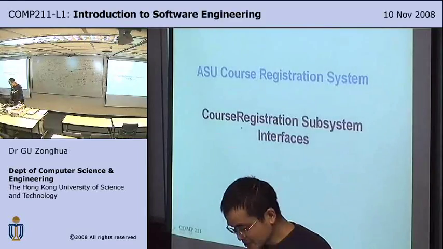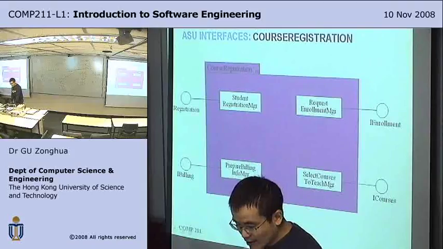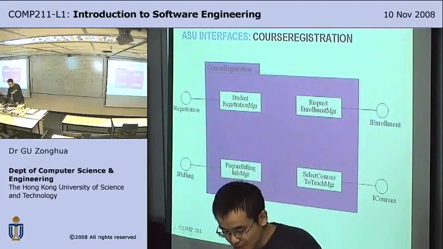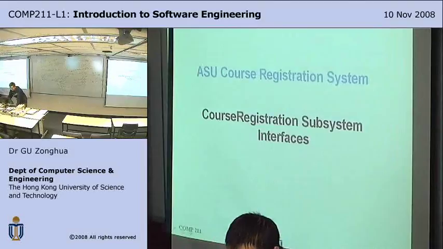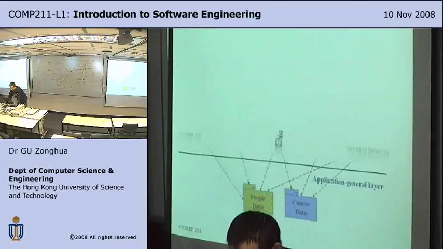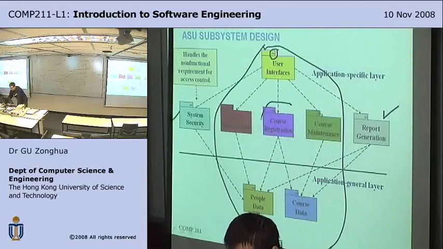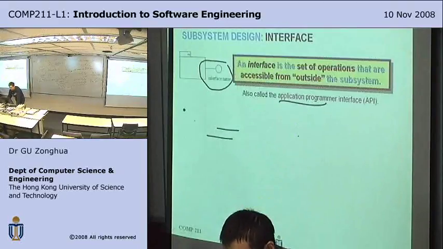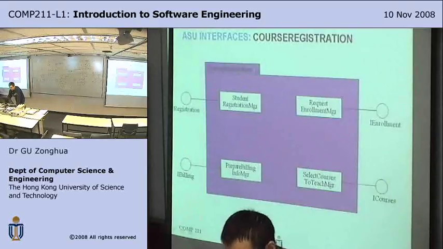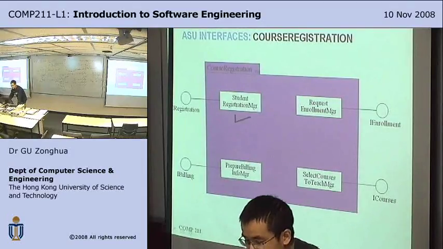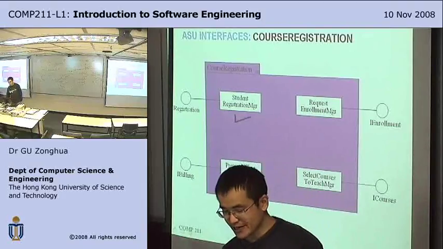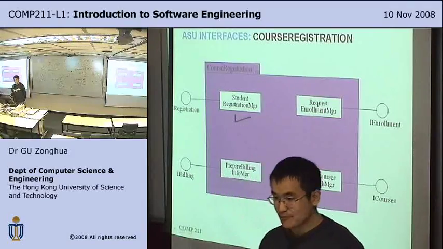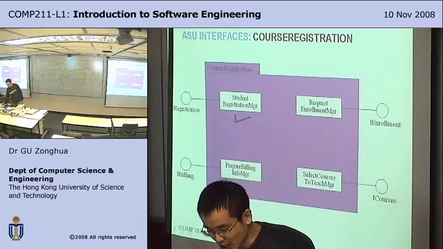So, course registration subsystem. This is a blow-up of the course registration subsystem, as we saw in the previous diagram. This guy. So now we look inside. We see that it has essentially 4 classes. These classes are design classes, not analysis classes, but they're also named by having a manager at the end, indicating it's a control class.